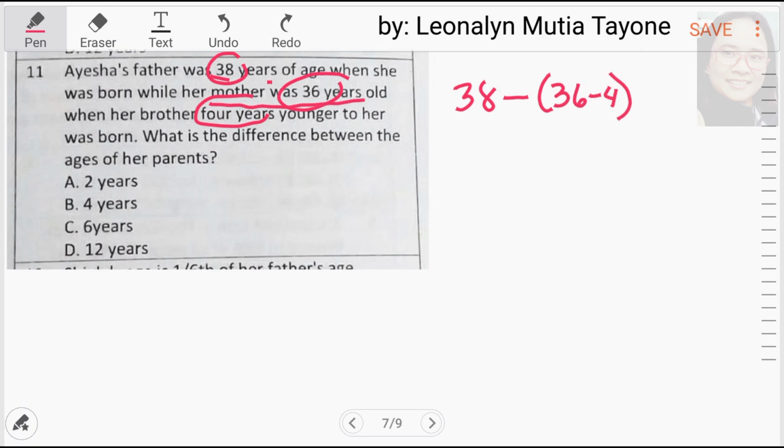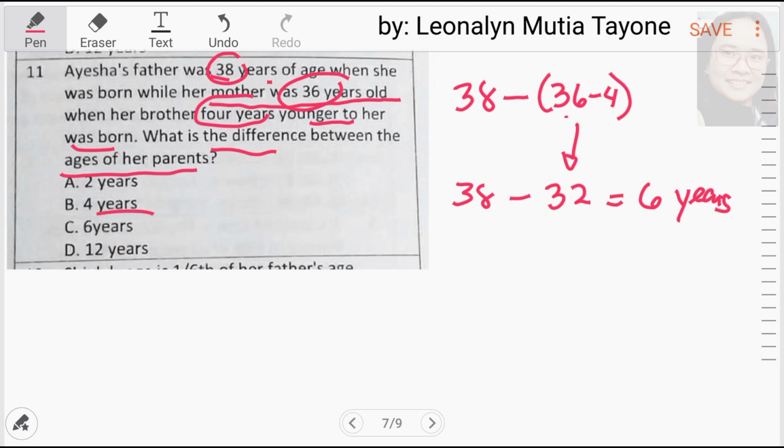Her mother was 36 years old when her brother 4 years younger to her was born. 36 ang edad ni Mama. 4 years ago, ang edad ni Mama ay 32. So, 38 minus 32, and that is 6. So, 6 years ang difference between the ages of her parents.